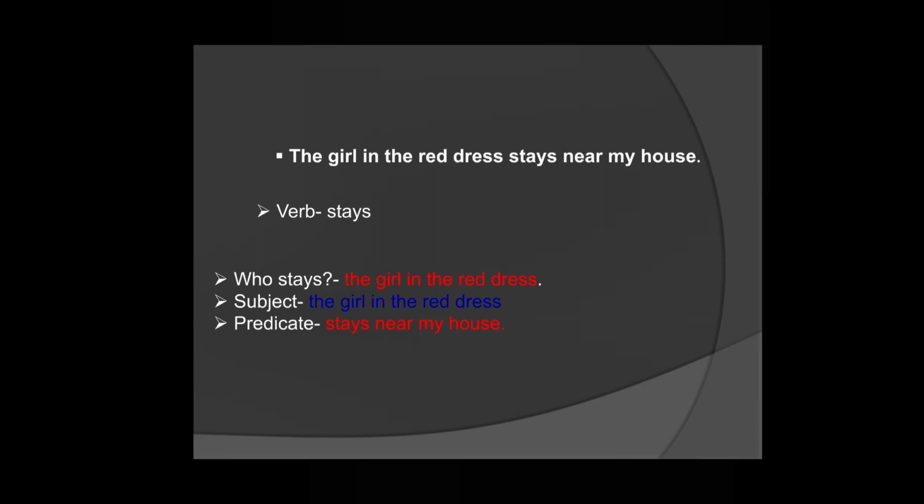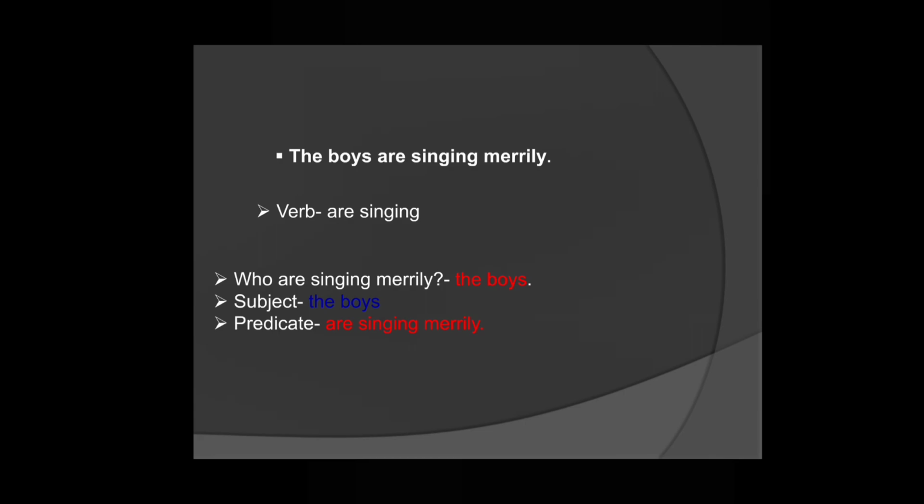Because in the red dress is completing the subject, the girl. It is giving the full information about the girl. Because here you are talking about a specific girl who is there in a red dress. So your subject will be the girl in the red dress. And the predicate will be stays near my house. Is it clear?